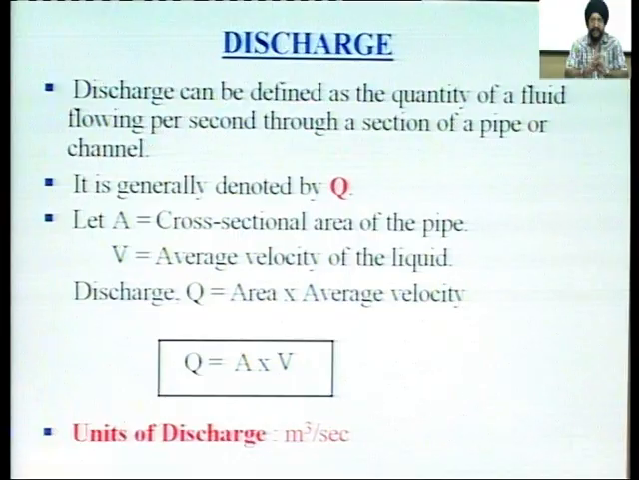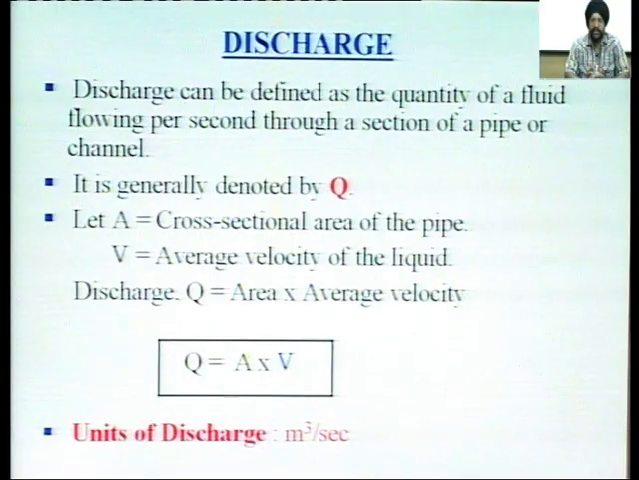Now coming to a very basic definition, discharge. You must have listened to this term, discharge. What is a discharge? Discharge can be defined as the quantity of a fluid flowing per second through a section of a pipe or a channel. So it is mainly concerned with the quantity flowing per second. It's generally denoted by the English alphabet capital Q.